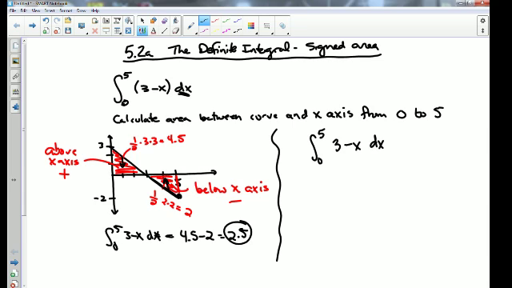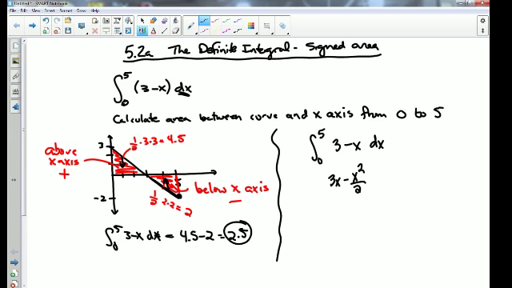What is the antiderivative of 3? Zero? No, that's the derivative. 3x. The antiderivative of x is x squared over 2. Remember, add 1 to the exponent and divide by that. Is it wrong that I keep putting it in fractions? Because one half times 2 is 1. One half of x squared is fine. It's the same thing.